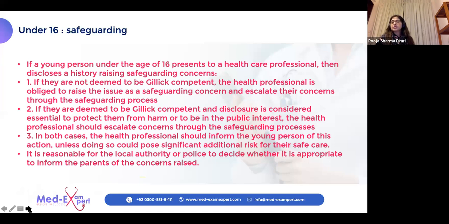In both cases, please remember this. This is an important line. The health professional should inform the young person of this action unless doing so could pose significant additional risk to the safe care. And it's reasonable for the local authority or the police to decide whether it's appropriate to inform the parents of the concerns raised.